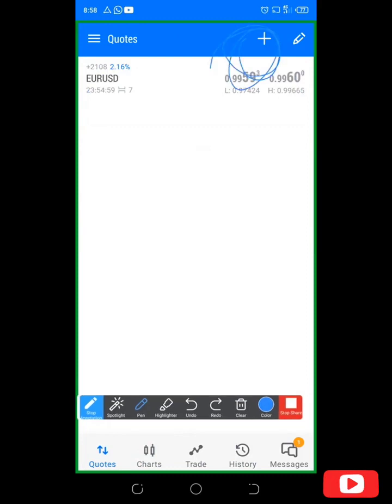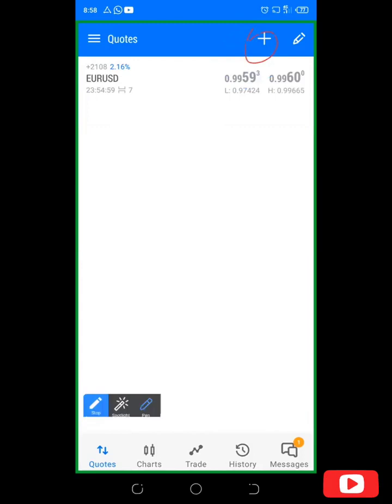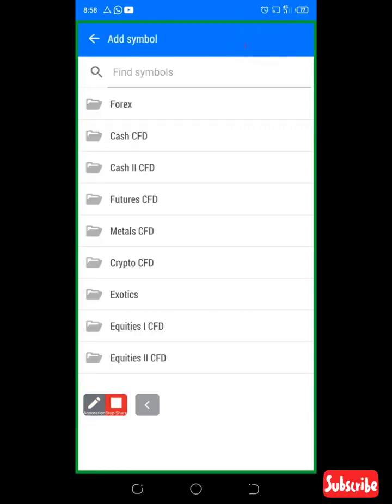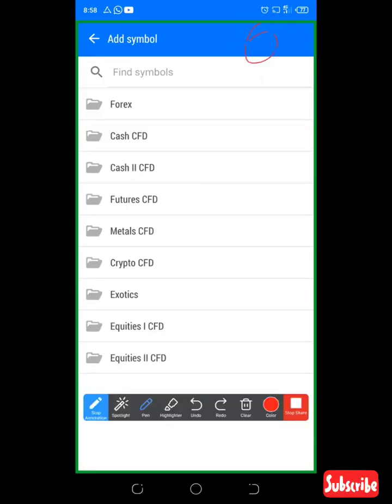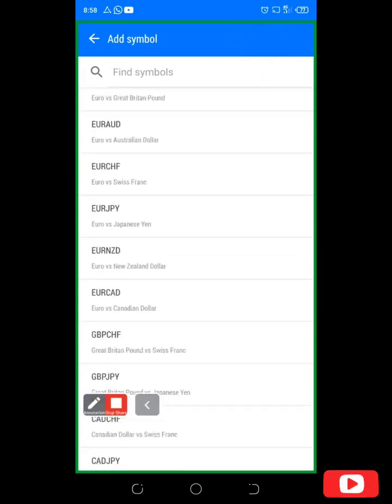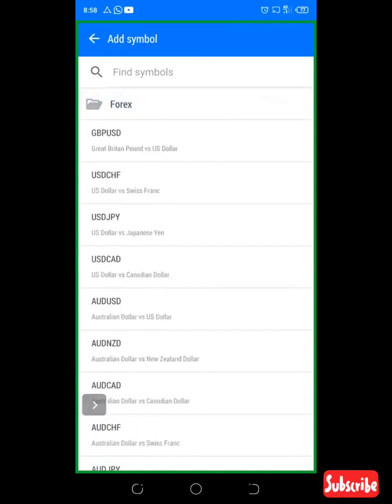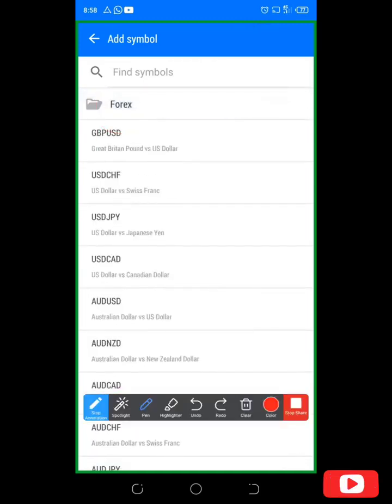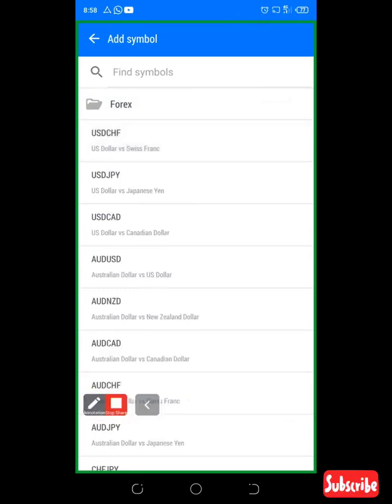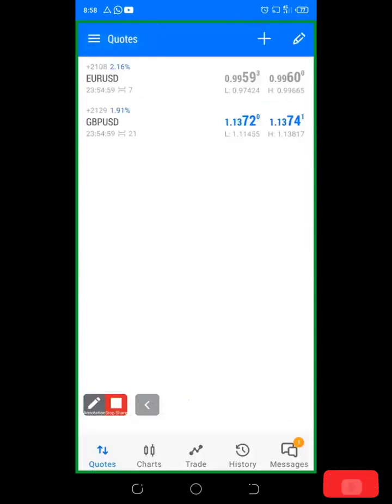You come here, you click on that. It shows you all the different assets that you can trade. The next thing you want to do is you click on forex. It shows you all the pairs. So let's assume I have in mind to trade GBP USD. Look at GBP USD. Once you tap on it, it will add it to your watch list. I tap on this one now, so it has gone. If you go back, look at it, it is here already.